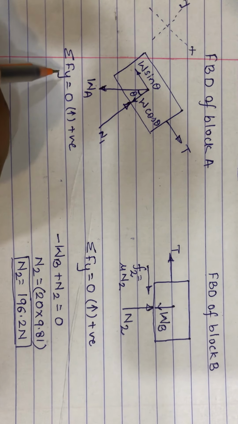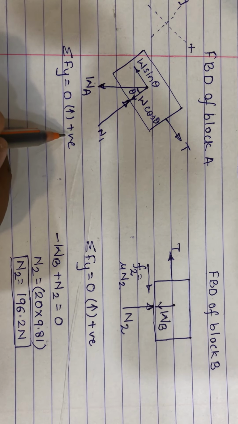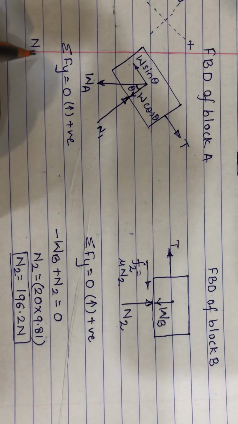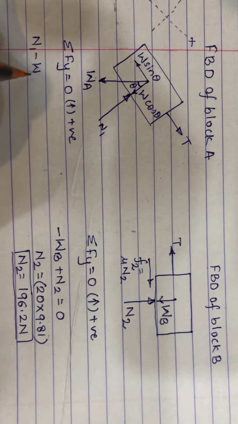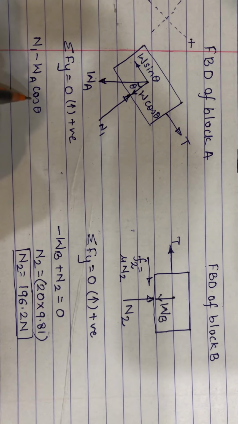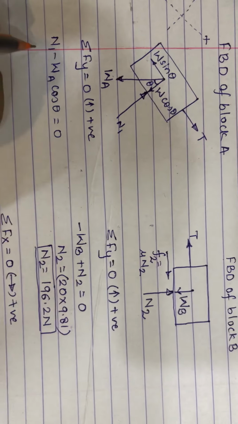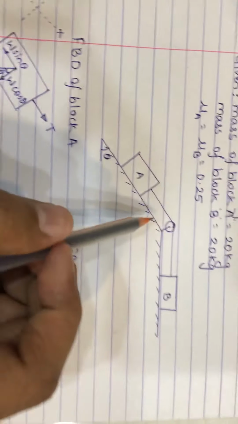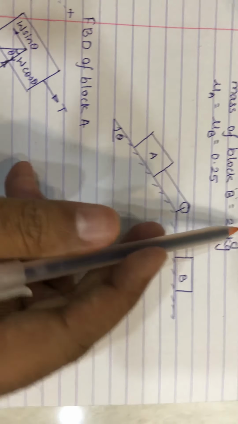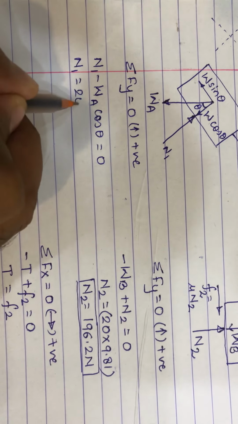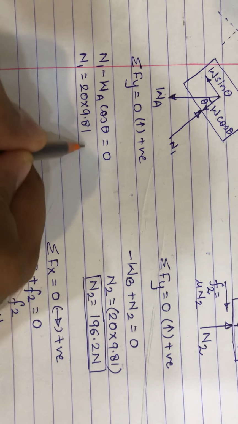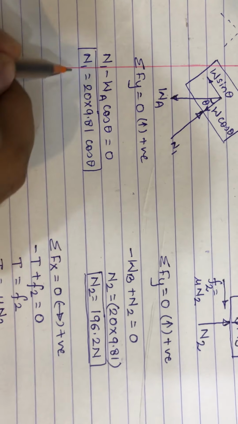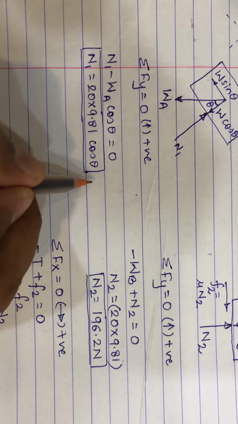Now summation of Fy equals 0, upward direction taken as positive. N1 is acting upward, so we consider N1 as positive. WA cos theta is acting downward, equal to 0. Now N1 equals WA cos theta, and as WA has a mass of 20 kg, N1 is 20 into 9.81 cos theta. We'll put it in terms of theta, as we do not know it yet.